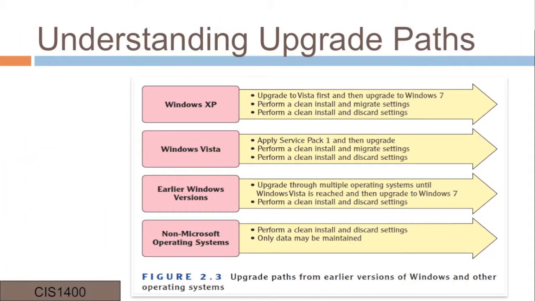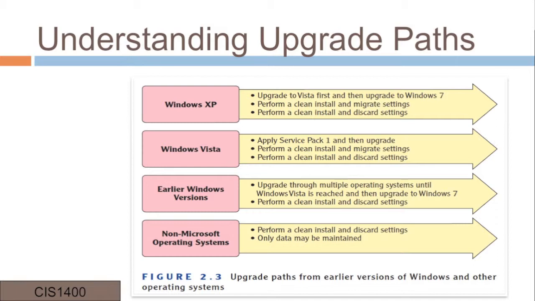We're going to be looking at the upgrade path. If you're going from Windows XP, first you must upgrade to Vista and then upgrade to Windows 7. You can also perform a clean install and migrate your settings using Windows Easy Transfer, or you can choose to do a clean install and discard all settings. If you're going from Windows Vista, you want to apply Service Pack 1 and then upgrade. The other option is to perform a clean install and migrate your settings, or you can perform a clean install and discard all the settings.